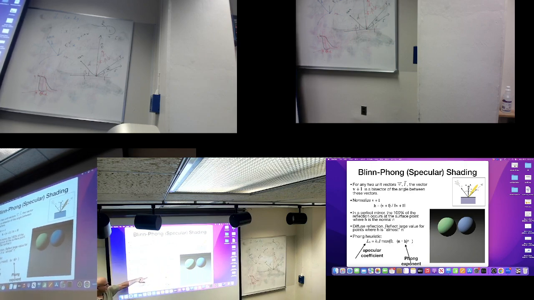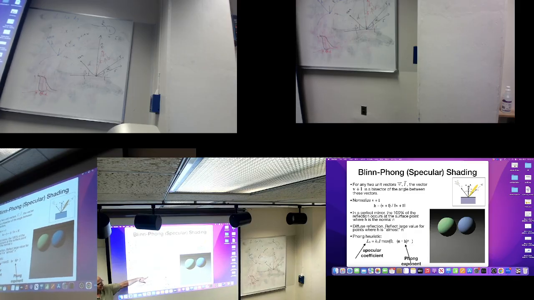multiplied by how much I want to see the effect of the specular reflection. You can assign a coefficient if you want, if not, our default in OpenGL, WebGL. That would be the specular reflection.